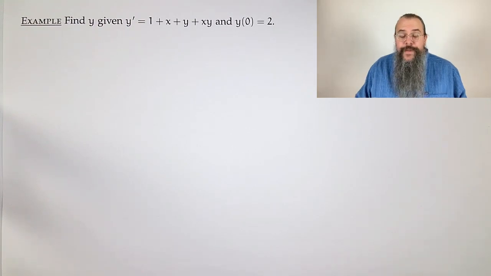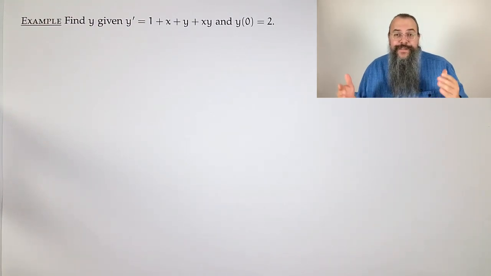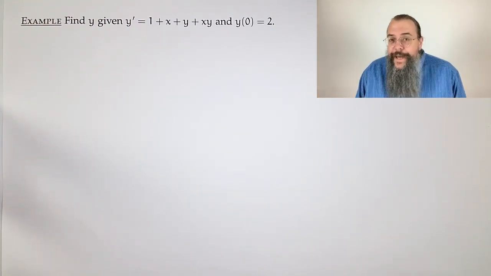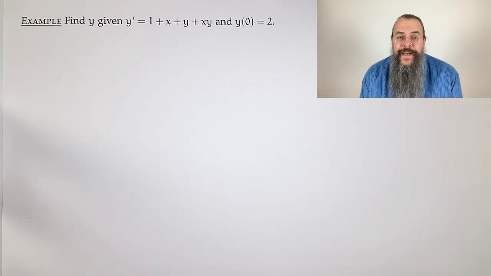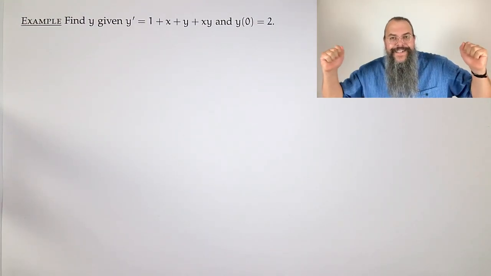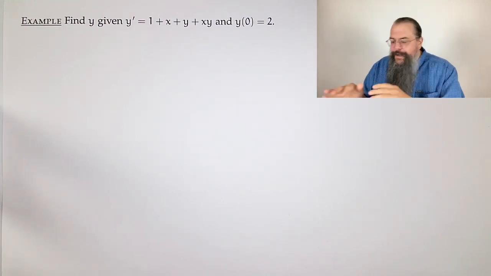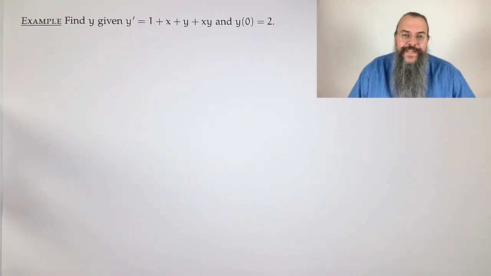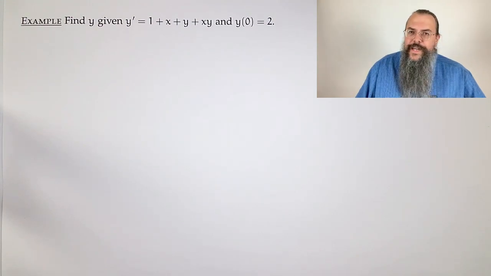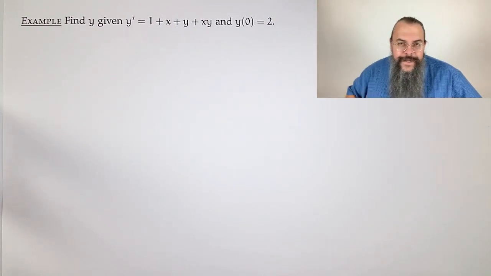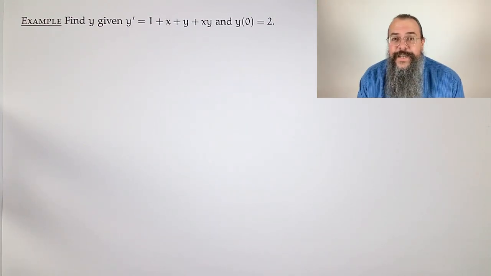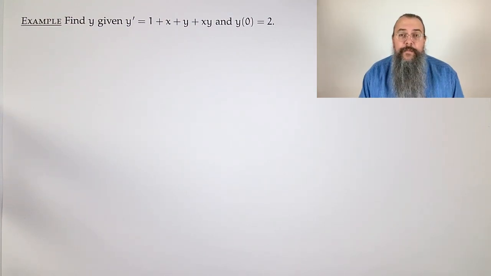Find y given y prime equals 1 plus x plus y plus xy, and y of 0 equals 2. Now you look at this and you're like, aha! This problem snuck in somehow by mistake. This is not separable. What is this doing here? No. This is actually a separable problem, but it may not look like it.